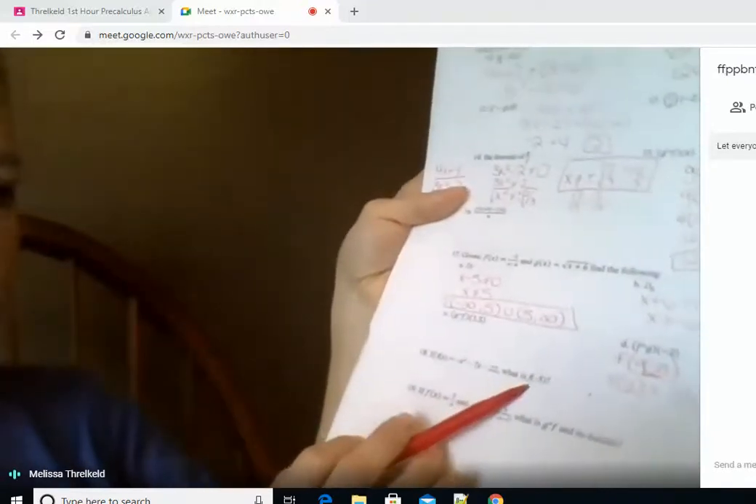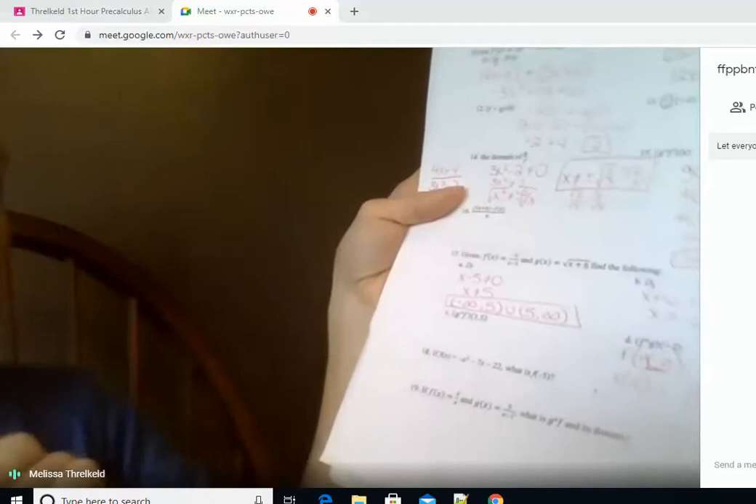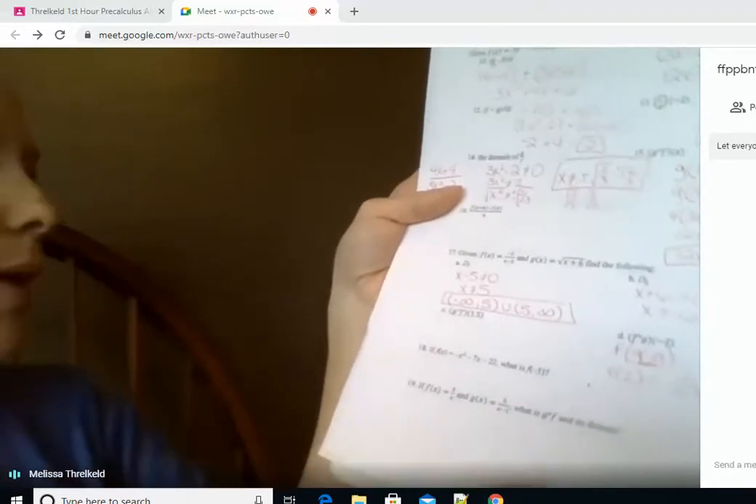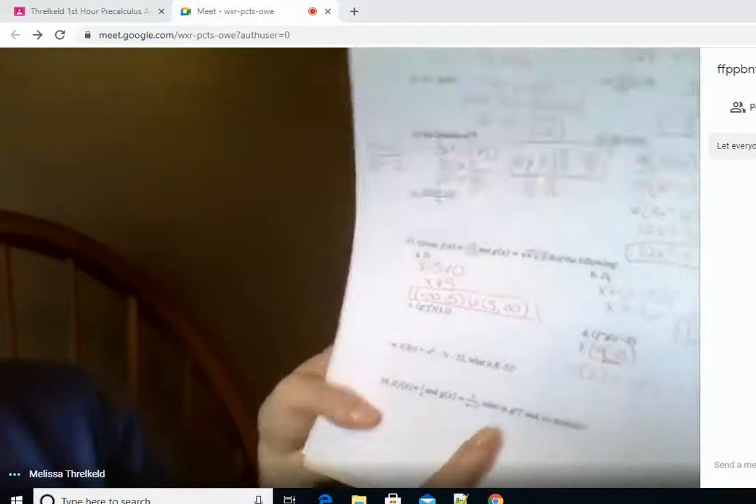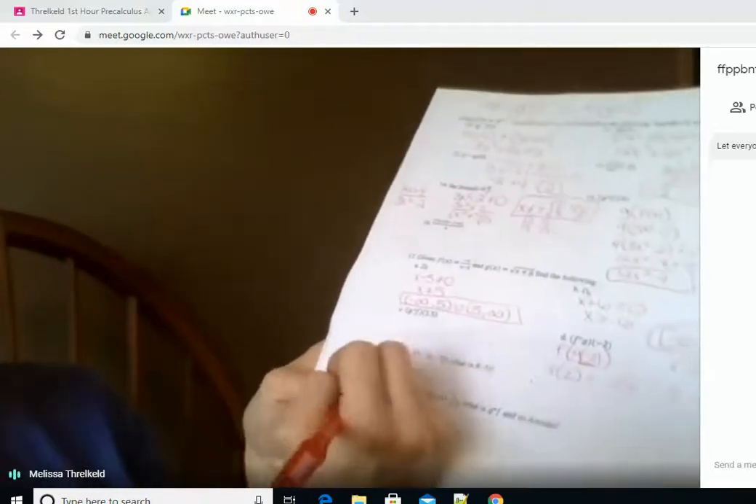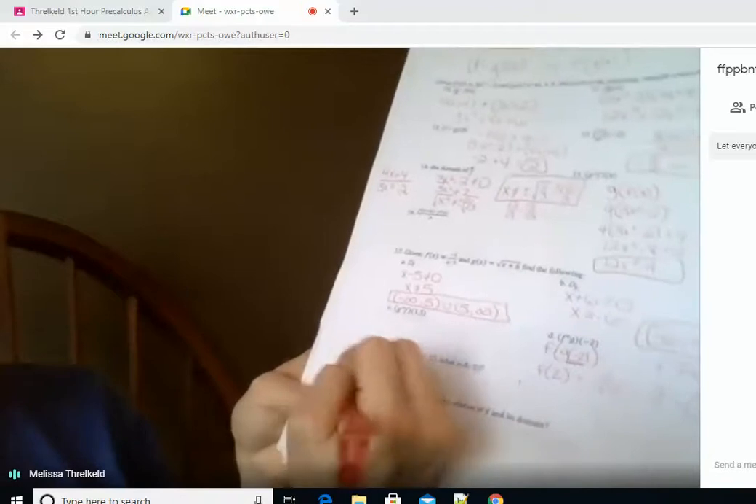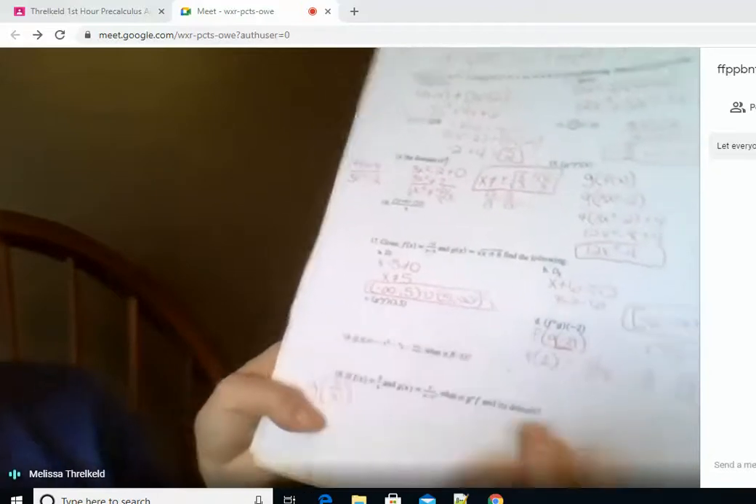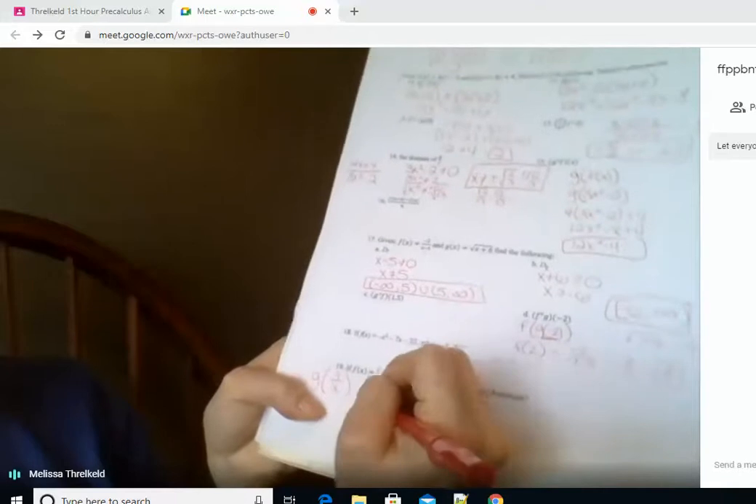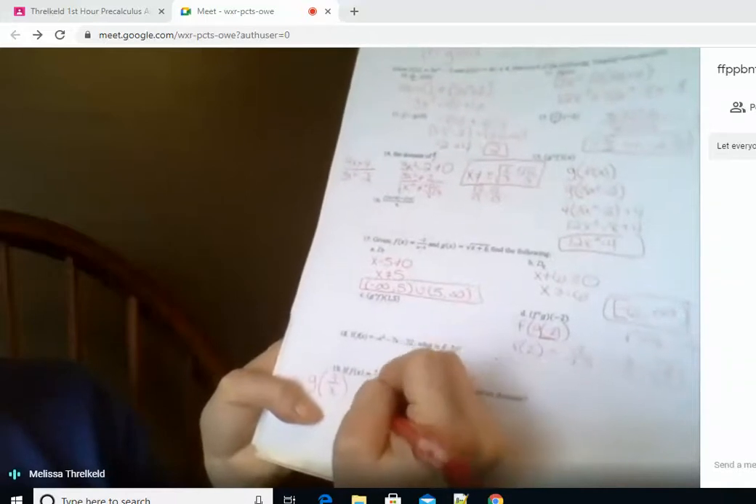Number 18, are you guys okay with that? You would just plug in a negative 5 for your x and simplify? Okay. Let's talk about 19. So G composed with F. So that's wanting G of F, which is 3 over x. So we go to G, we replace our x with the 3 over x.